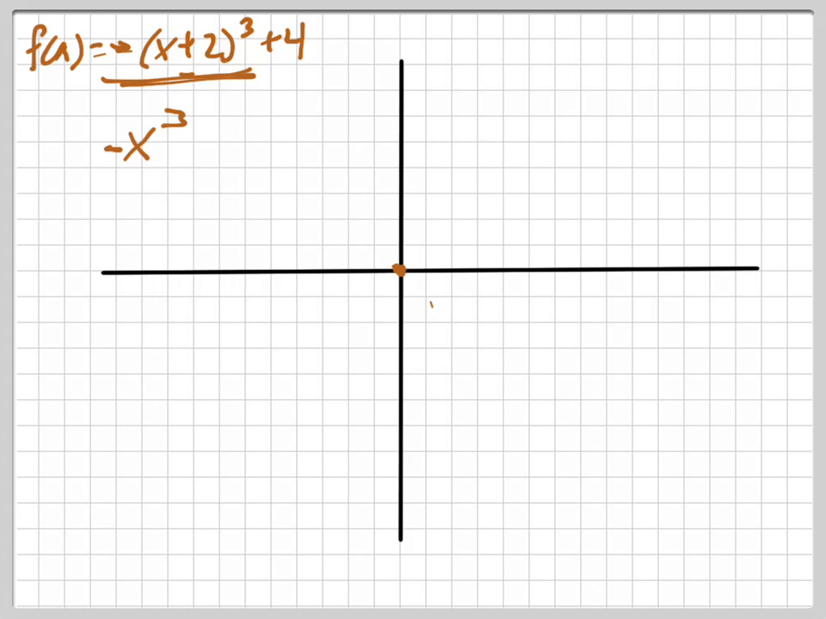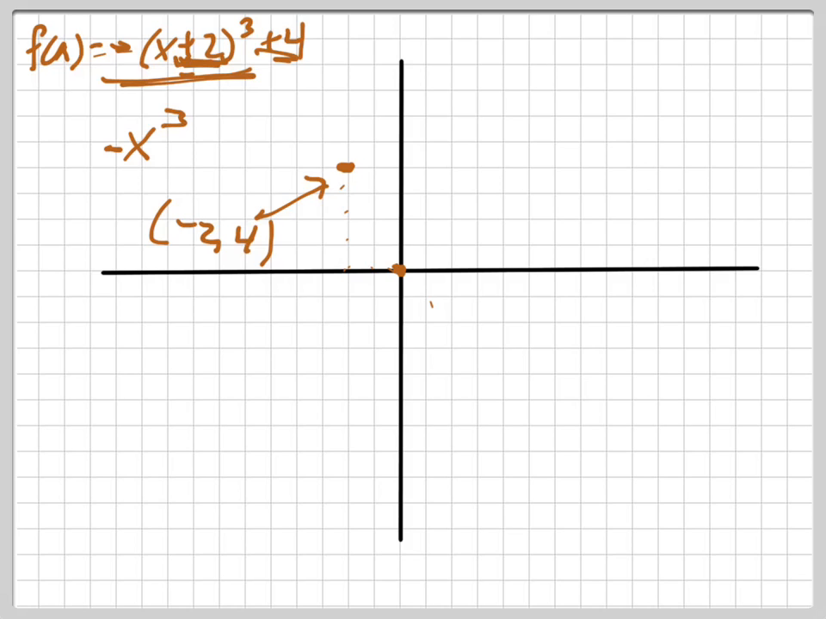That handle point's going to move left 2 and up 4. So that handle point's going to go 1, 2 to the left, and 1, 2, 3, 4 up. There's your point. I'm going to label it. It's negative 2, comma 4. That's your vertex, so to speak, even though it's technically not a vertex. For a cubic, it's not called a vertex. For a parabola, it is. A quadratic, but not for a cubic.